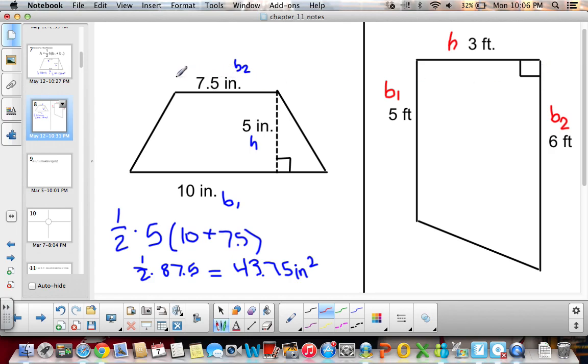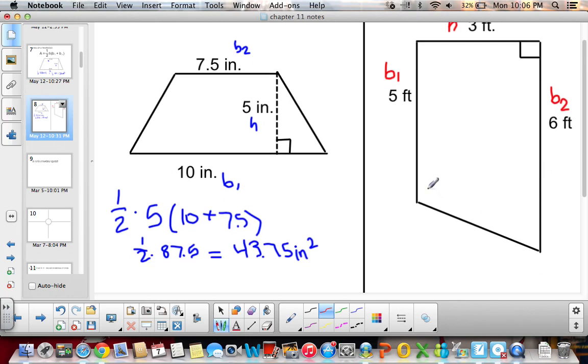So that is something you might want to add on up to your formula if it helps you to remember the one pair of parallel sides. See how these two over here are parallel? These ones are parallel, so it makes that our base 1 and base 2.